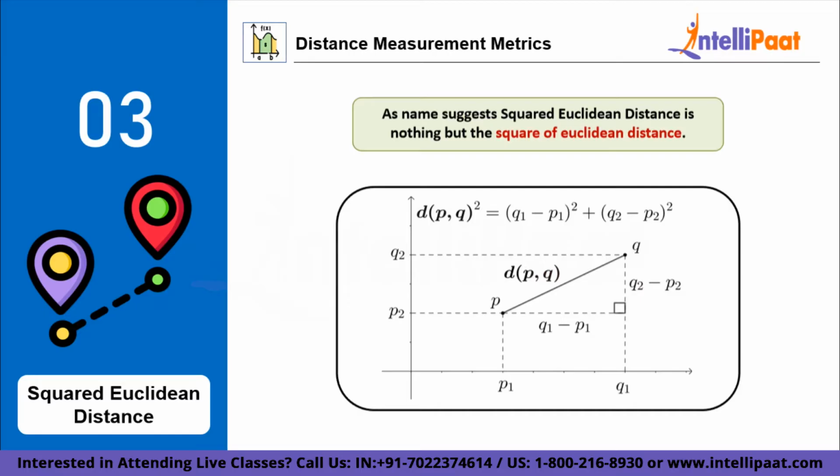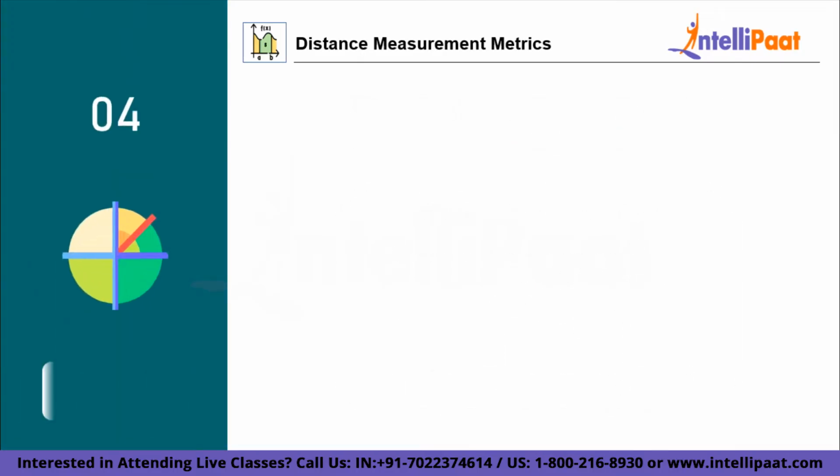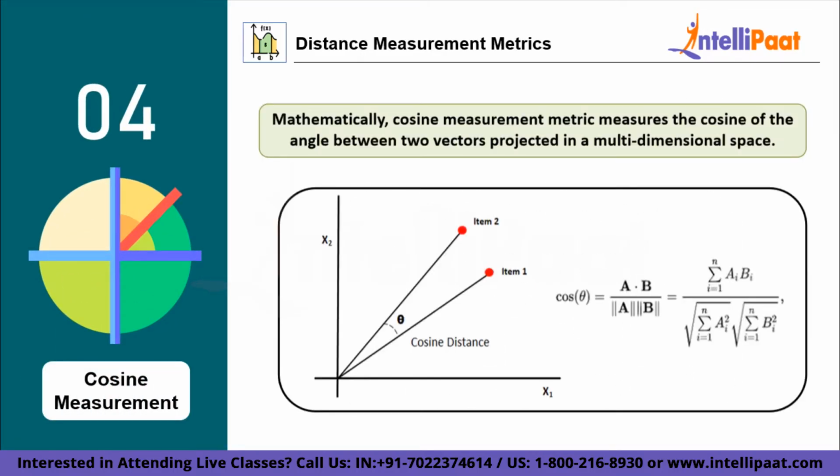Now let's talk about the final metric we have on our list, that is cosine measurement. Mathematically, cosine measurement measures the cosine of the angle between two vectors projected in a multi-dimensional space. So, if we consider 2 points A and B as the vectors originating from the origin, then we'll compute the cosine of the angle between them. If the distance between two vectors is high, the similarity will be less, and if the distance is less, the similarity will be high. The formula for this measure is given on your screens, guys.